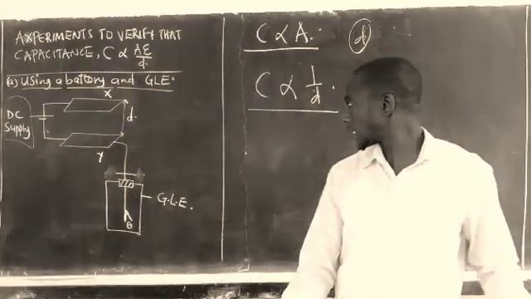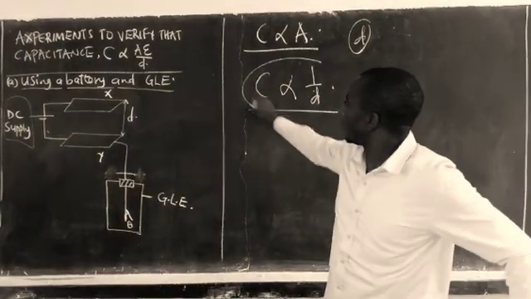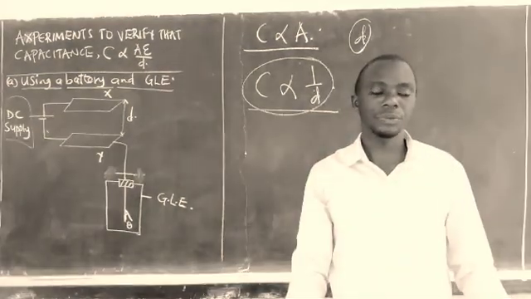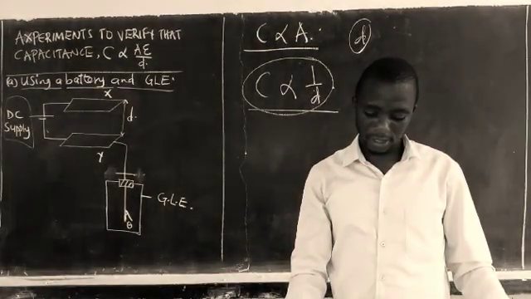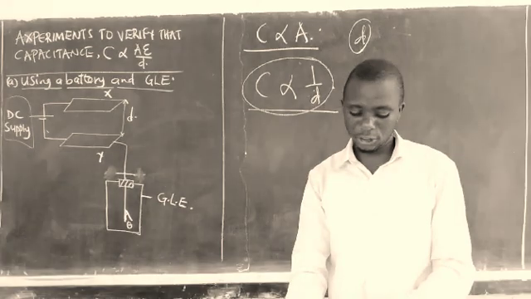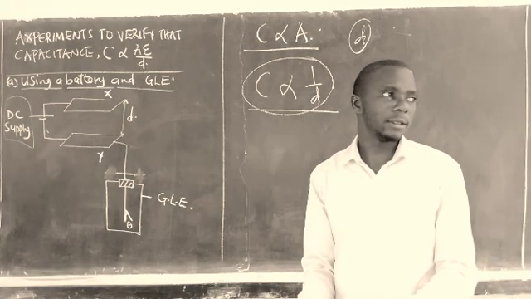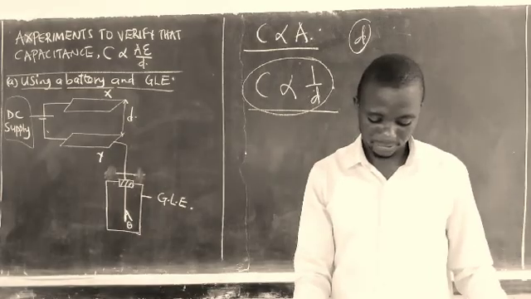This verifies that capacitance is inversely proportional to D. You can write that. This verifies that the capacitance is inversely proportional to the separation of the plates. That is D.